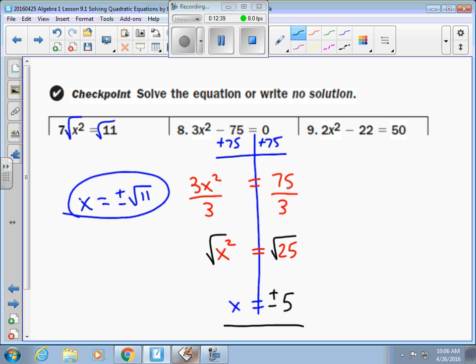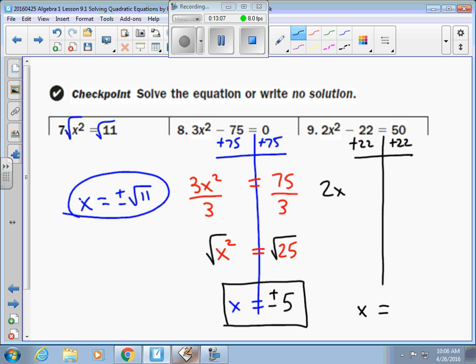You'll notice with these types of problems that the same numbers keep popping up over and over again. That's not a coincidence. It's to where you can focus on a procedure instead of the arithmetic of ridiculous numbers. 2x squared minus 22 equals 50. First, you have to undo the fact that it says minus 22 by adding 22 to both sides.